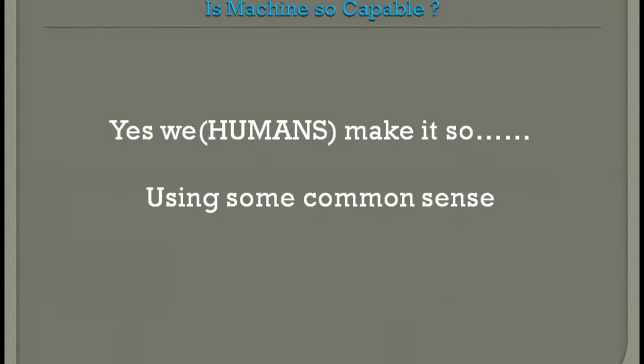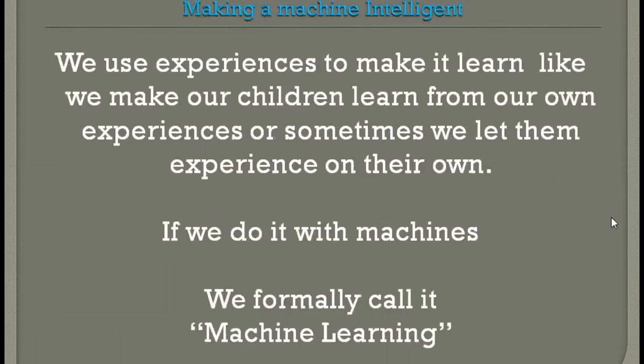Okay. So how do we do it, by the way? How do we make a machine intelligent? We use experiences to make it learn, like we make our children learn from our own experiences, or sometimes we let them experience on their own. As you know, we have children at home, and we talk to them and make them learn and share our own experiences with them. And sometimes we don't want to share our own experiences. Sometimes we let them experience on their own.